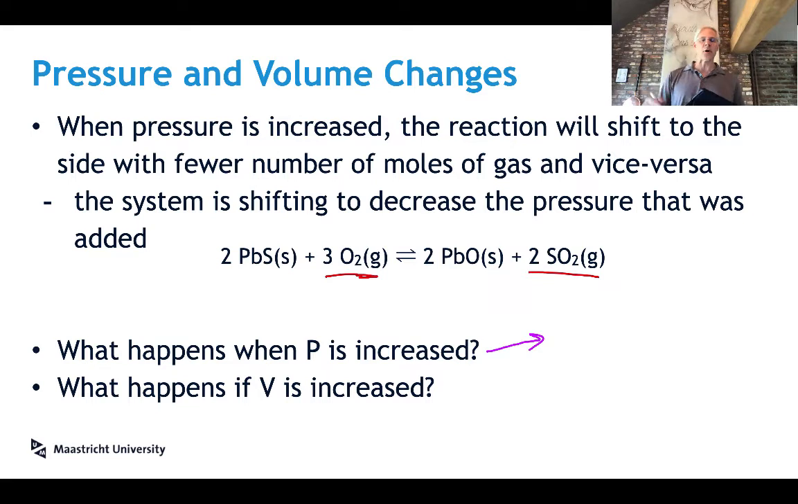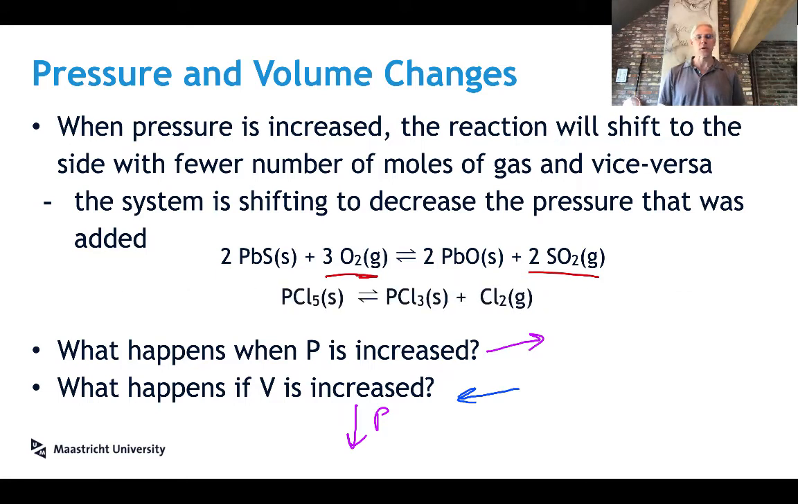Okay, what happens if volume is increased? Well, if I were to increase the volume, that essentially lowers the pressure. So if I lower the pressure, the system says, oh, I'm losing pressure. How can I create more pressure? Well, you can create more pressure by shifting to the side that has more moles of gas. And so if I increase the volume or lower the pressure, the reaction will shift towards the side with more moles of gas, and that would be towards the left, or towards the reactants. And there's another example there that you can look at.